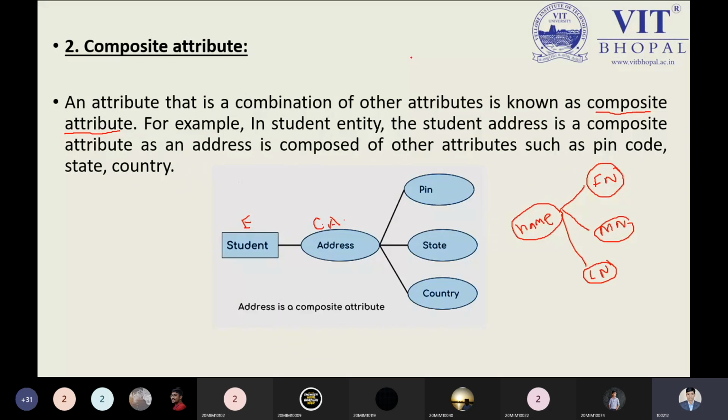From this point you will see that the name of the student can be subcategorized into first name, middle name, and last name. In a student entity we have one attribute, address. Address can be represented by other sub-attributes, so it is also a composite attribute, made of pin, state, and city. Address can also have a permanent address and a local address. If you're staying in a hostel, what is your permanent address and your local address?